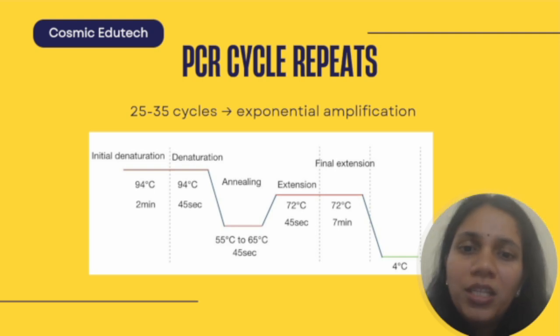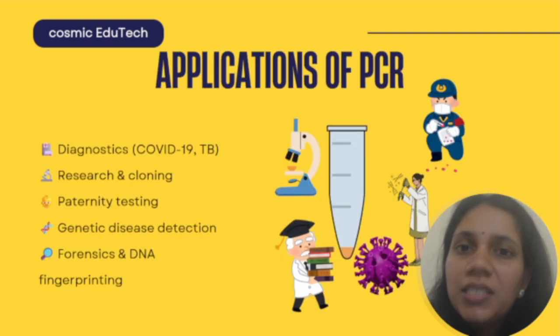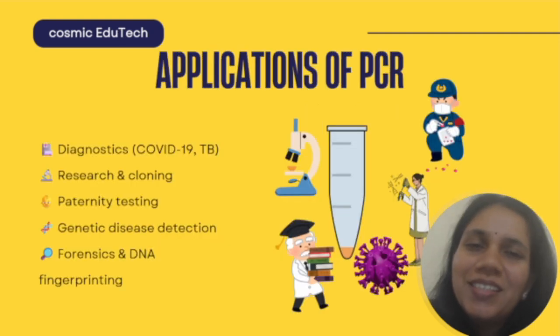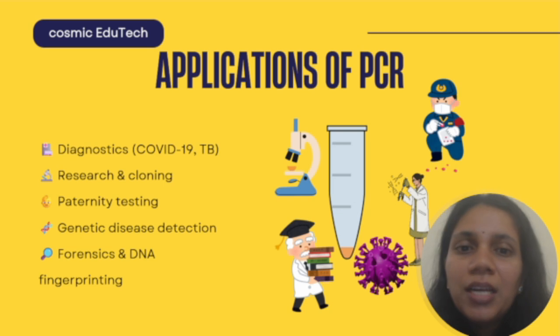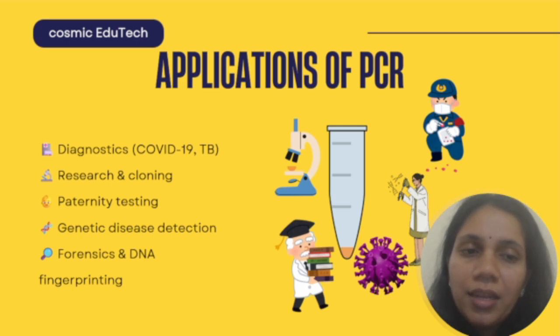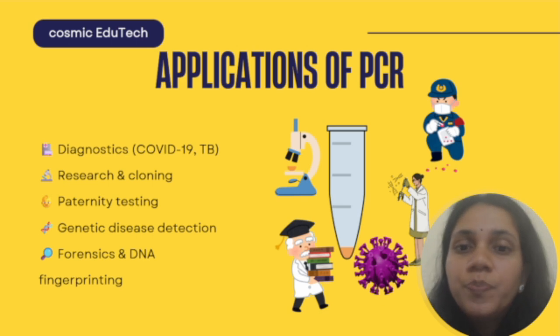So let us move on to the next part and see what are the applications of PCR. PCR has vast applications in science, medicine, forensic science, and research areas. So medical diagnostics, that is detection of pathogens like viruses. For example, in case of COVID, RT-PCR tests were being conducted, and it can also look for the enhancement or amplification of the genes involved in the infections.